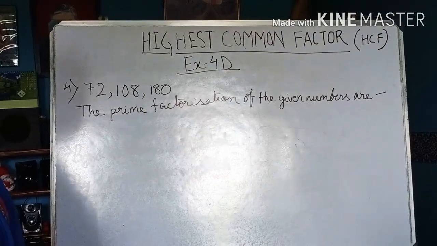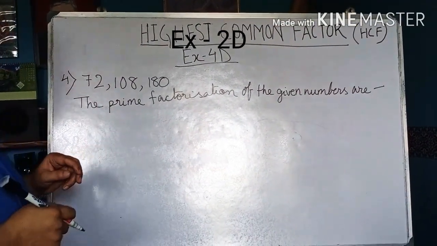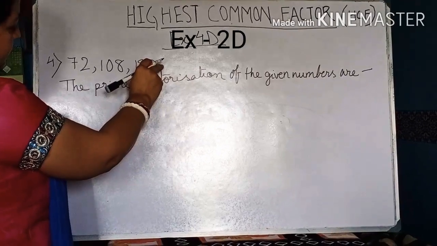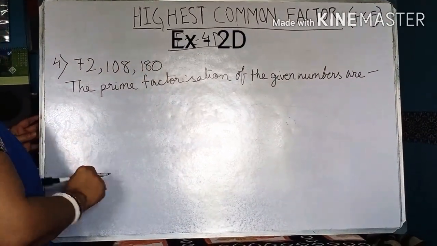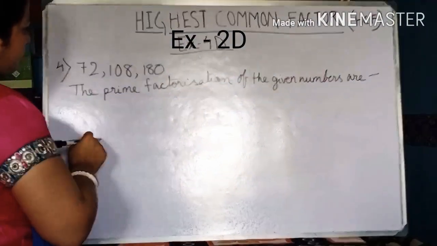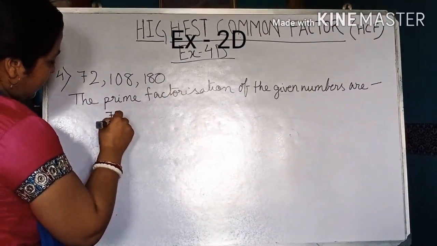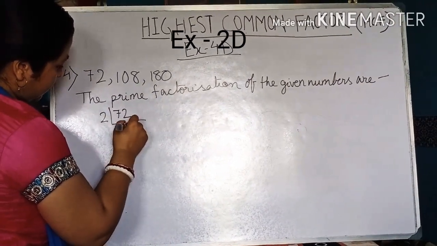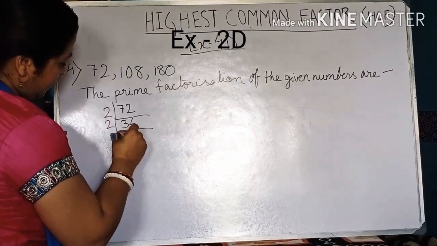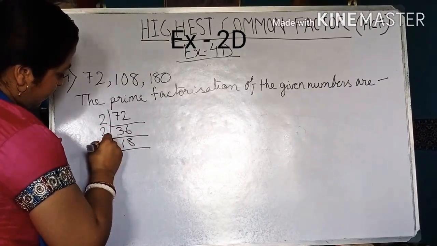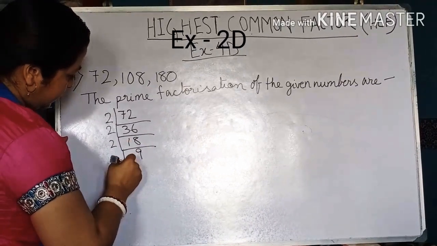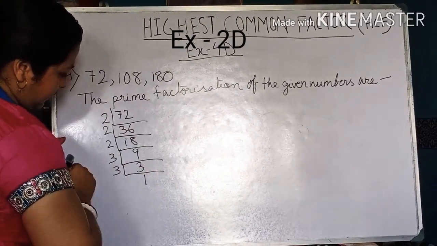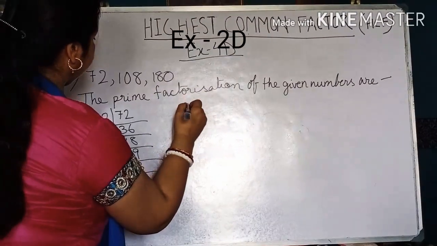Okay. Let's start with solving some sums of exercise 4D. Question number 4. We have three numbers, 72, 108, 180. We are using the prime factorization method. So the prime factorization of the given numbers, one by one we will be doing it. Let's start with 72. 2 3s are 6, 2 6s are 12. Again 2 1s are 2, 2 8s are 16, 2 9s are 18, 3 3s are 9, 3 1s are 3. Okay. Then 108.